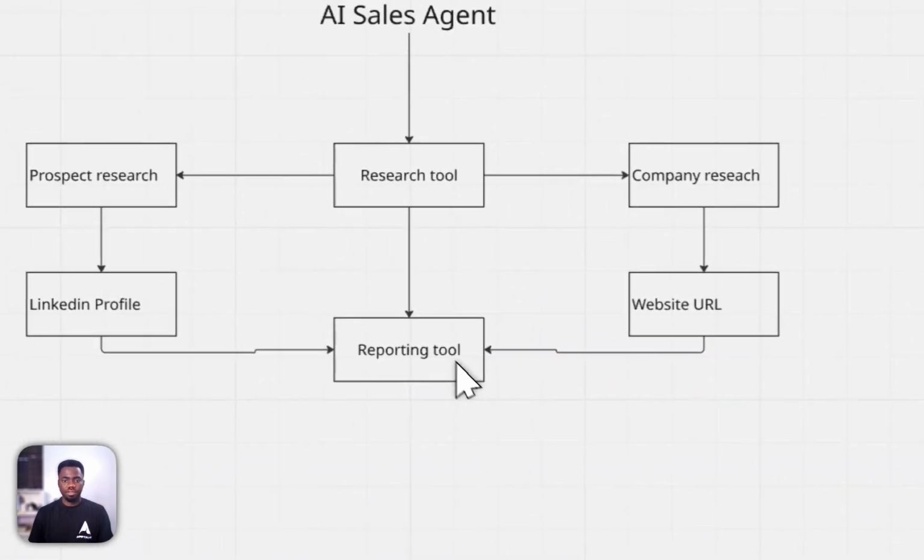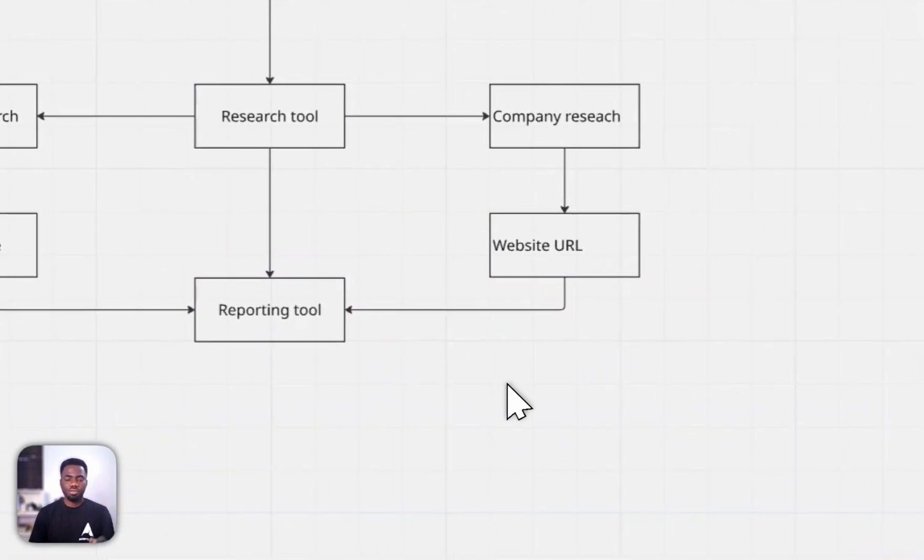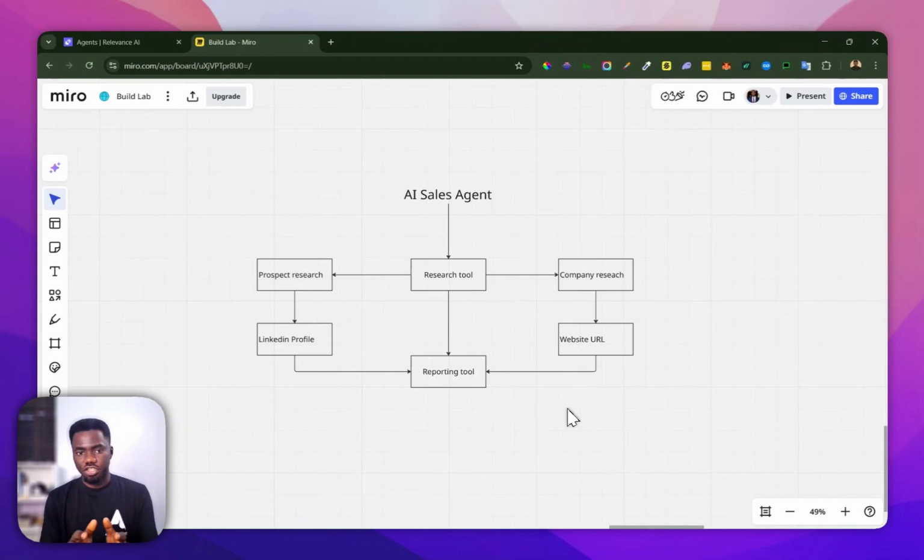I'll make it straight. Yeah, so the AI agent is going to research the company, research the prospect using the LinkedIn profile and the website, and then generate a report all together. So this is how we architect the solution. So we're now ready to build our AI agent using Relevance.